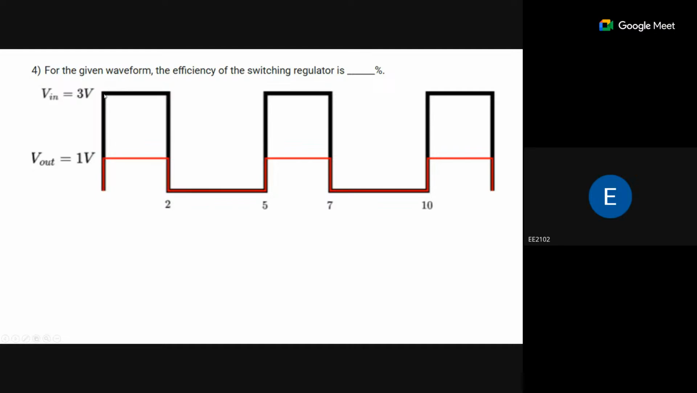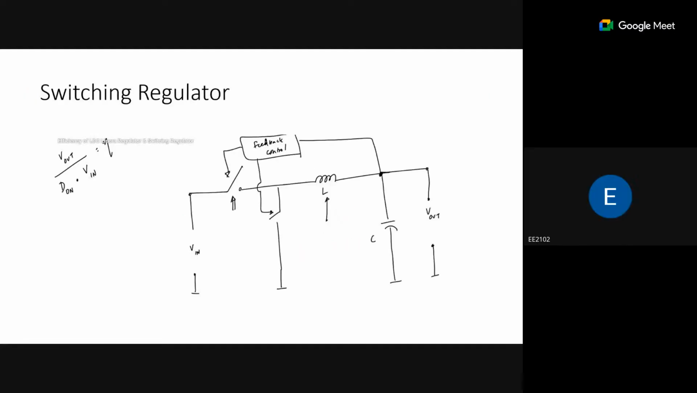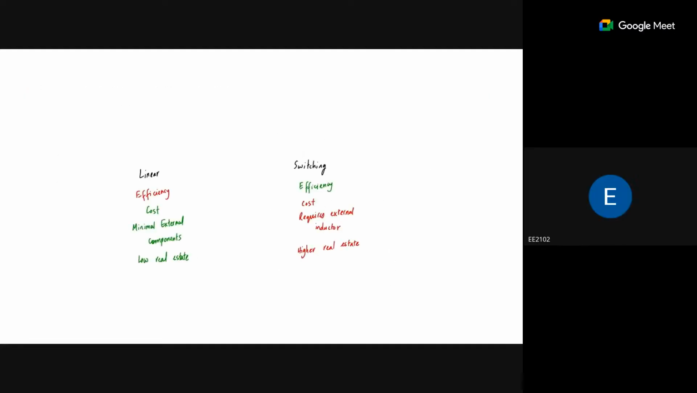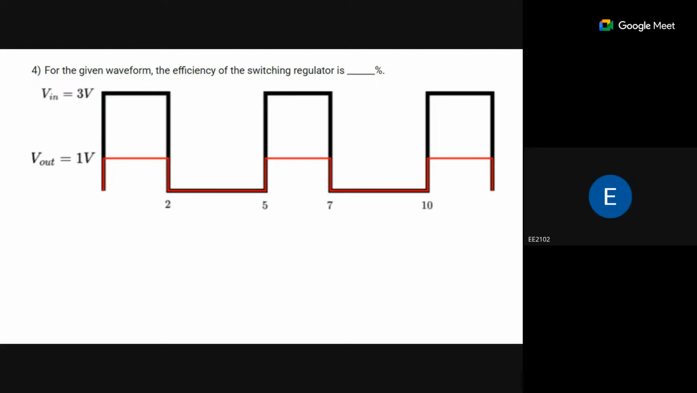Then your input is given as 3, output is given as 1. So if you substitute here V out over V in multiplied with the duty cycle, then you will be getting the efficiency. This is the formula. Efficiency we always talk about in the power form, but if you take the constant current, then it is V out over V in multiplied with the duty cycle.